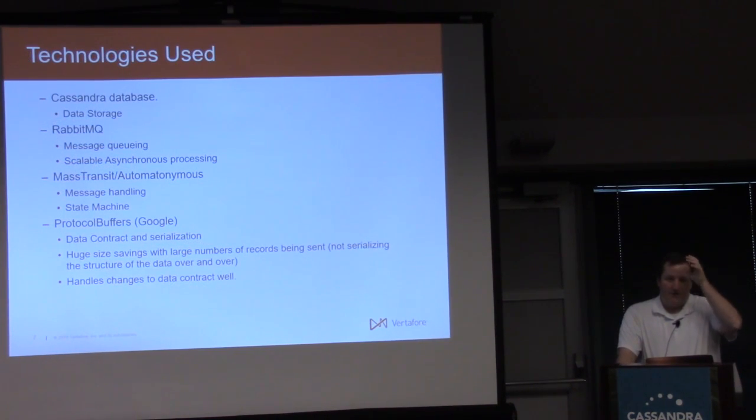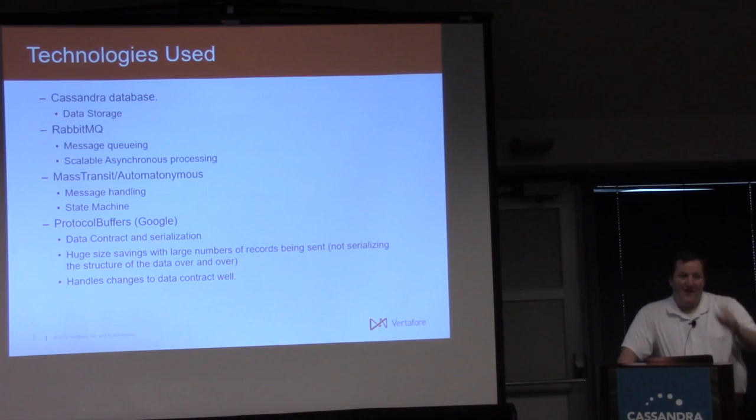technologies around process management and queuing. One of the words there, autonomous, is quite a word to say. It's a .NET library for managing state machines and message processing in association with MassTransit.